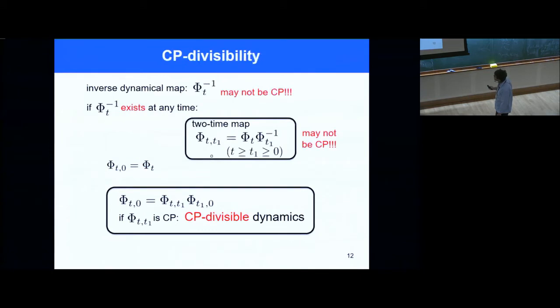Since t1 here is arbitrary, you can see that this is equivalent to saying that the dynamics can be decomposed into infinitesimal maps that are completely positive, right? Now, it turns out that the dynamics that is completely positive is described by a Lindblad master equation with positive rates, right? So if rates are not always positive at all times, it means that there is at least a dt where the dynamics is locally non-CP.